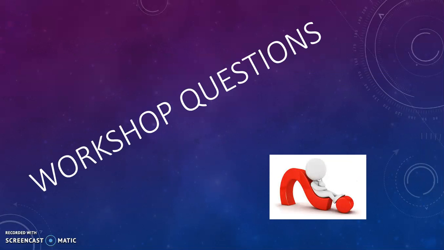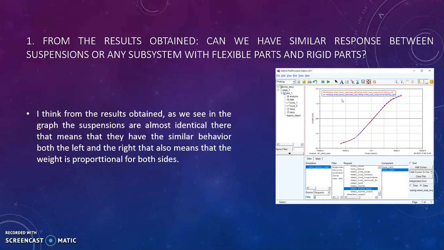Once finished, we continue with the workshop questions. Number 1. From the results obtained, can we have a similar response between a suspension with flexible parts and rigid parts? I think from the results obtained, as we see in the graph, the suspensions are almost identical. That means that they have similar behavior, both the left and the right. That also means that weight is proportional for both sides.